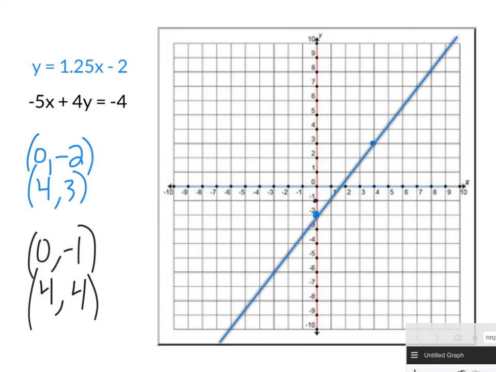And at 4, 4. And if you remember from the picture, your lines should turn out to be parallel. And we know parallel means there is no solution. And again, both of your lines should have arrows at the ends of them. Like that. Okay, that's the end of our lesson for today.